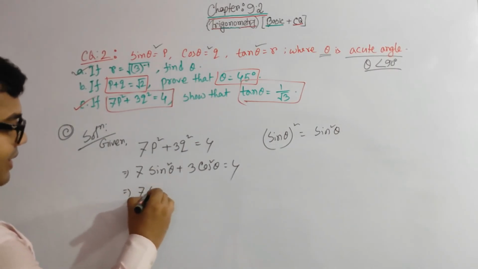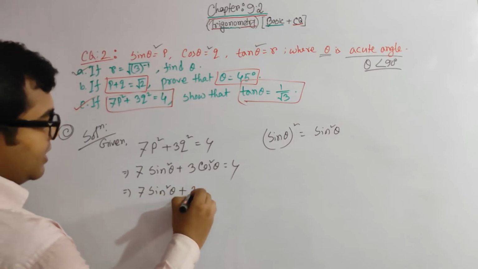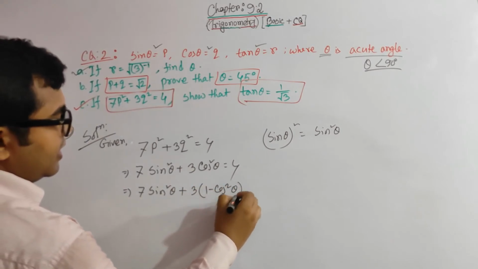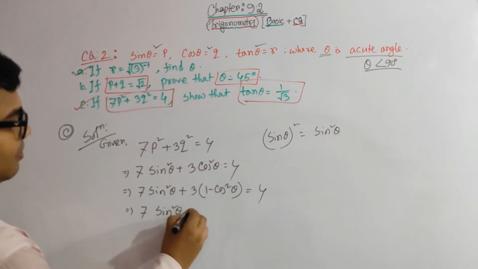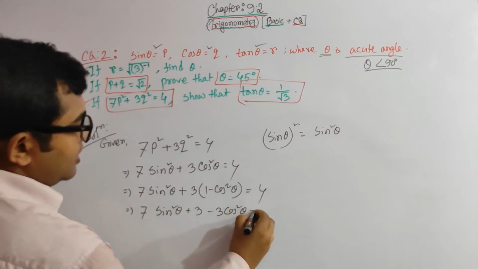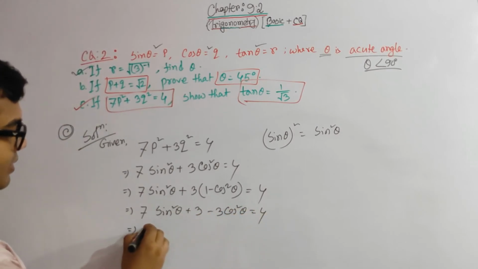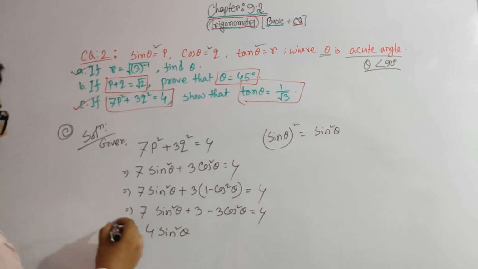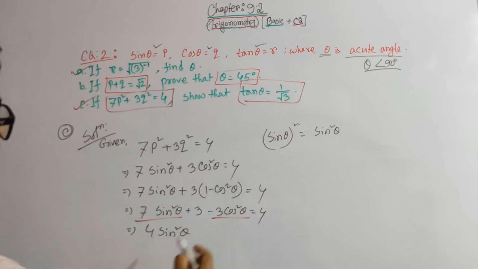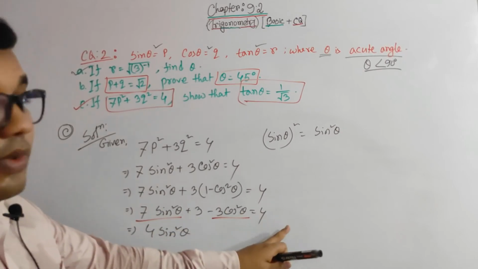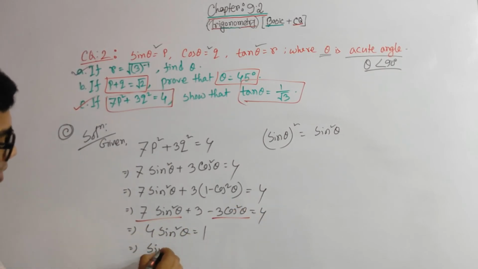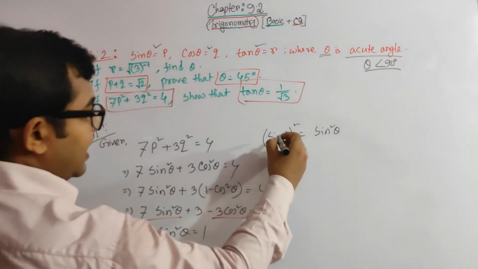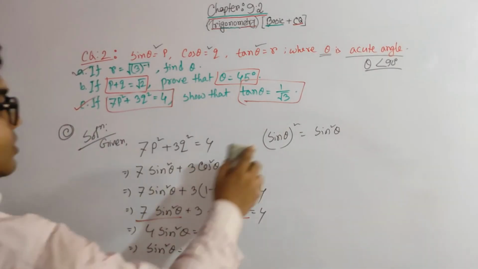Now just write here 7 sin²θ + 3(1 − sin²θ) = 4. So here we can write 7 sin²θ + 3 − 3 sin²θ = 4. Then we can write 4 sin²θ, because we are just subtracting 7 sin²θ − 3 sin²θ, that is 4 sin²θ, and 3 must go that way, so it should be 4 − 3, that is 1. So we write sin²θ = 1/4. If sin²θ = 1/4, then we write sin θ = 1/2.